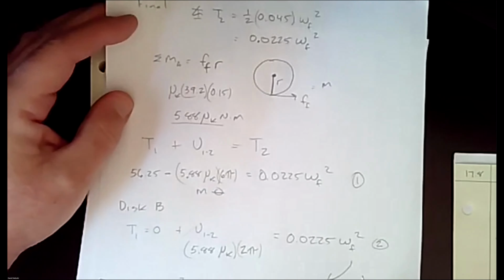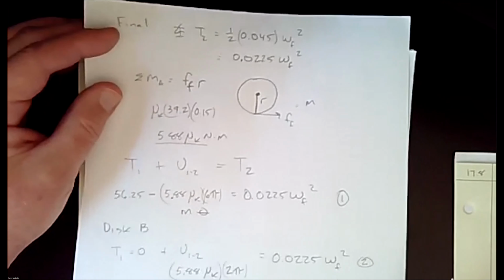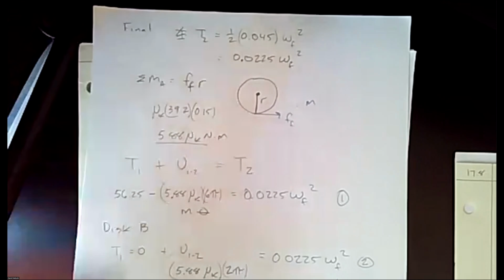Now, this object didn't translate. So if it had translated, then we would have had to deal with that too. And that's what the next problem is about. But before we talk a little bit about that, are there any questions on anything so far?